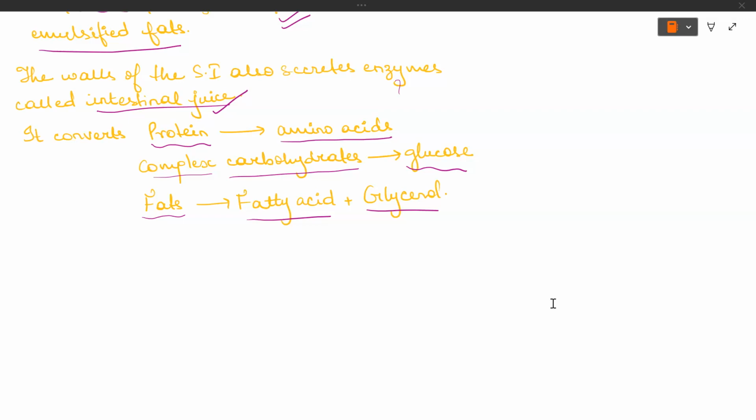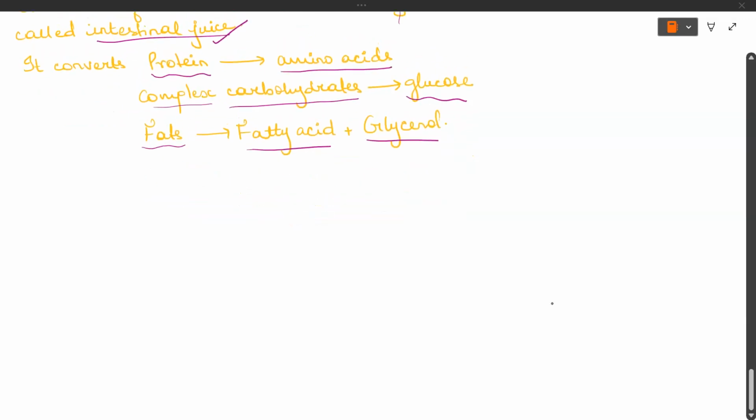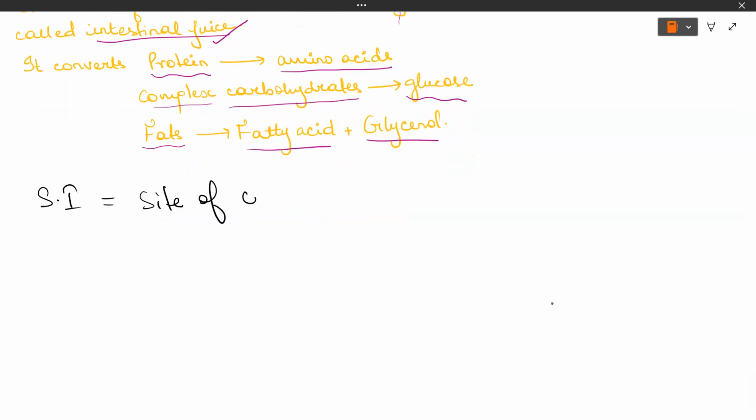It is the site of complete digestion. So you can write down that the small intestine is the site of complete digestion. Yes, correct. It means anything which has not been digested before in the body, in the stomach or in the mouth, finally gets digested in the small intestine.